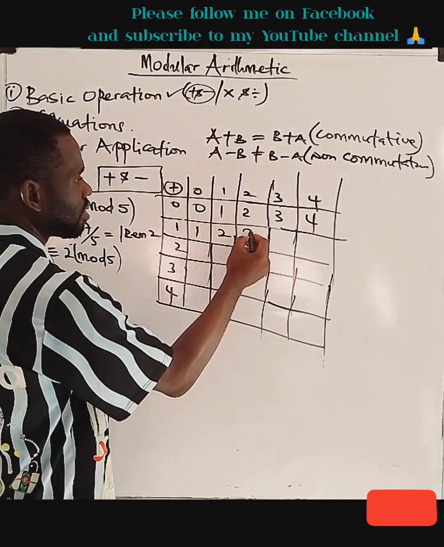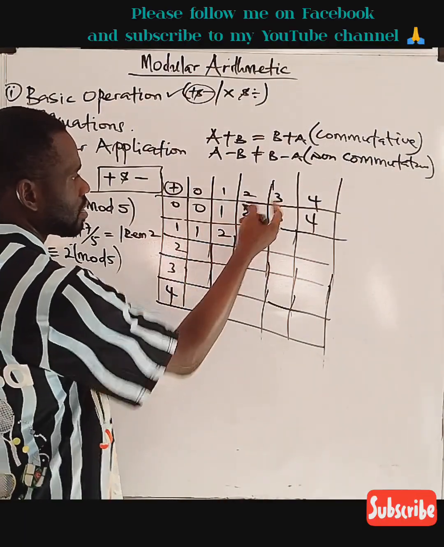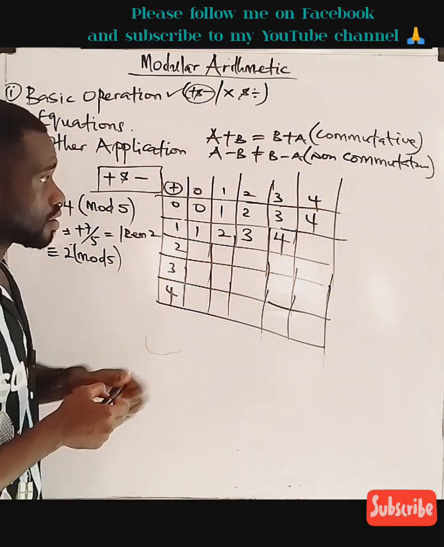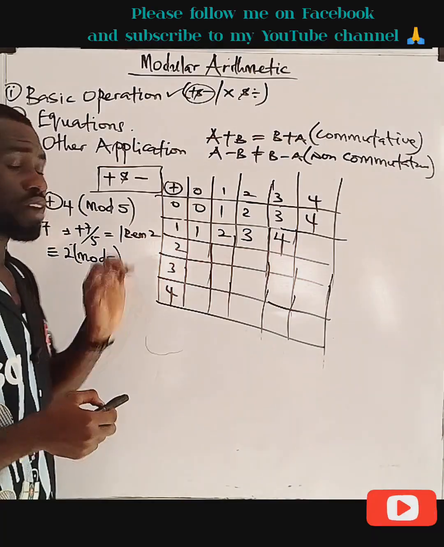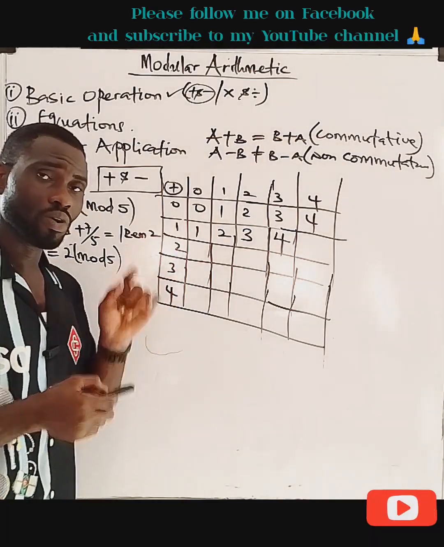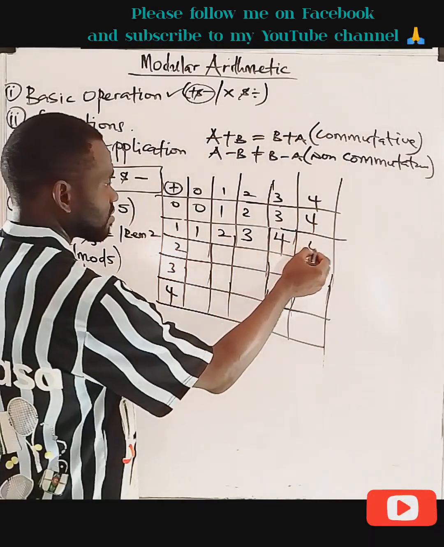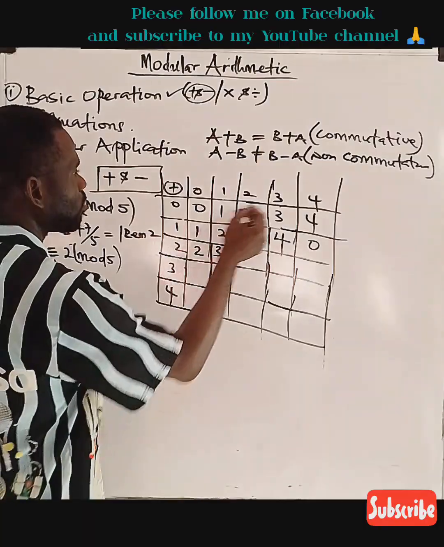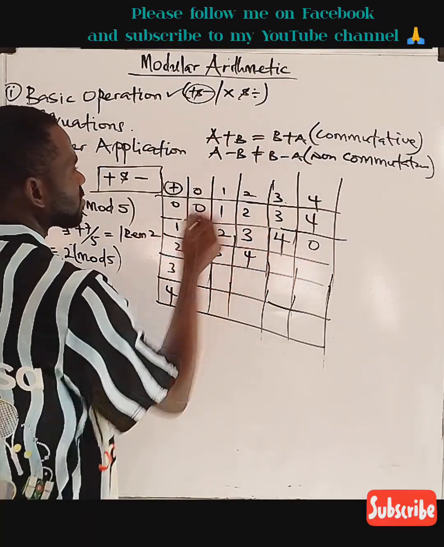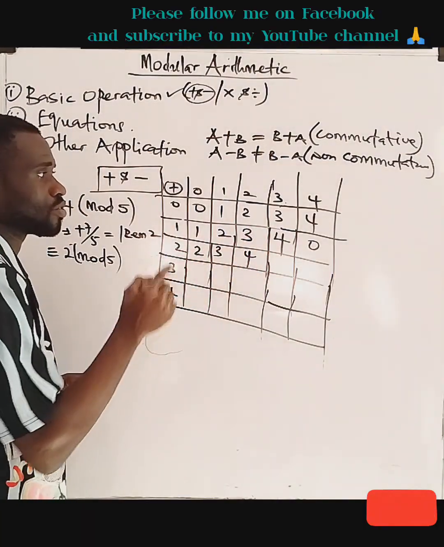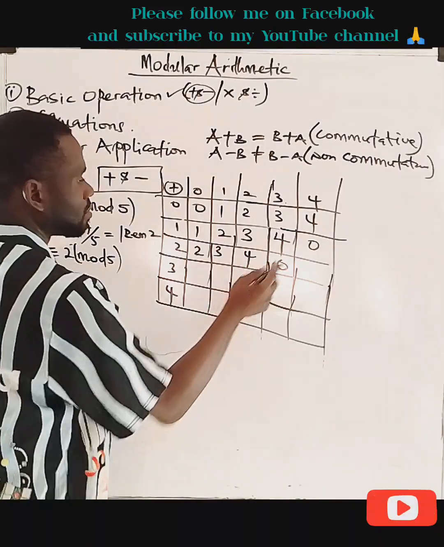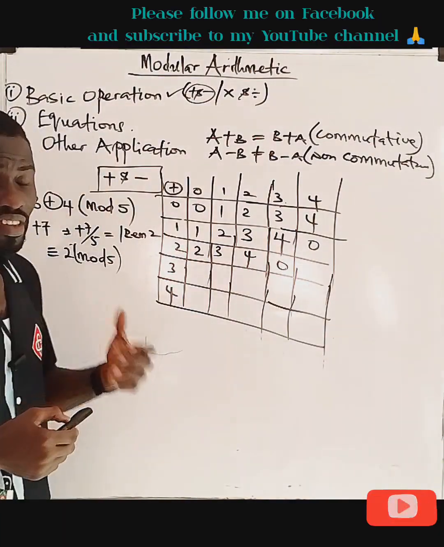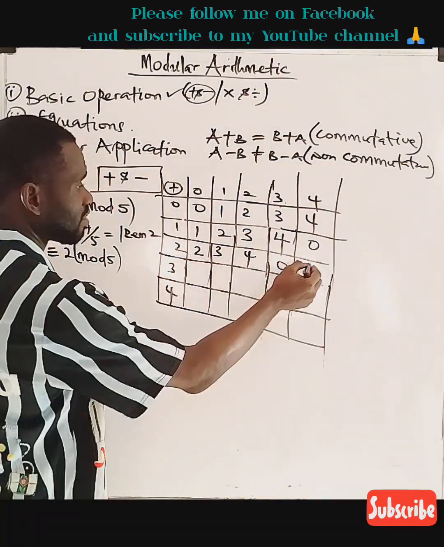1 plus 2 is 3. 1 plus 3 is 4. 1 plus 4 is 5. That's the first result that is up to the modulo. 5 into 5 is 1 remainder 0. So we're going to write our 0 here. 2 plus 0 is 2. 2 plus 1 is 3. 2 plus 2 is 4. 2 plus 3 is 5. 5 into 5 is 1 remainder 0. We're going to write remainder 0 down. 2 plus 4 is 6. 5 into 6 is 1 remainder 1. So we're going to write down 1.